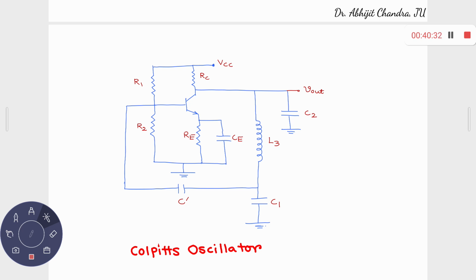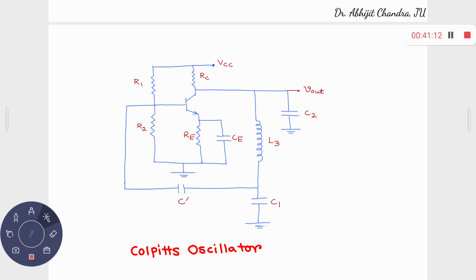To prevent the collector and base from being at the same level, the C dash is present. C1, C2 and L3 will take part in the oscillation, in the design of the oscillator circuit. But the C dash value is different. Why is C dash there? You have to ensure that this voltage over here and this voltage over here are DC wise at different levels.